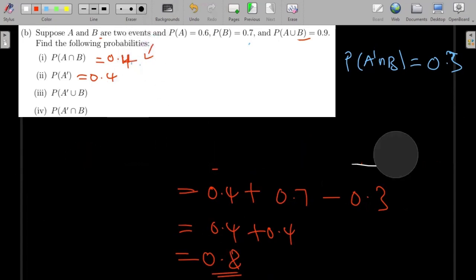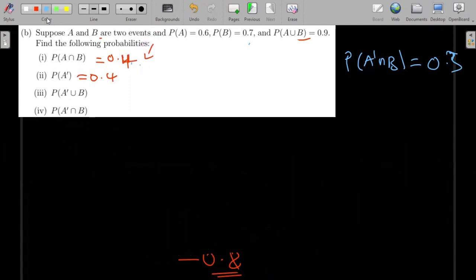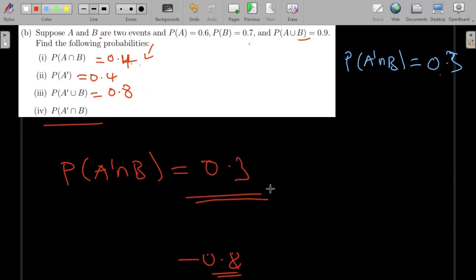Let's look at the last one. So this is 0.8. Here they are looking for the probability of A complement intersection B, which we already found here. So that is just 0.3. And we are done with part B.